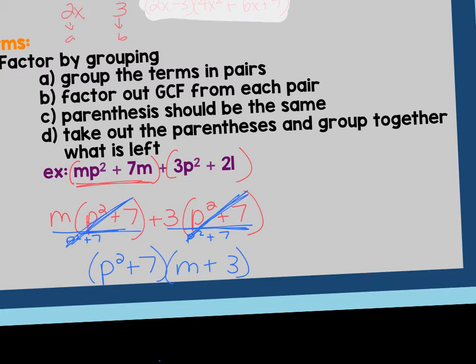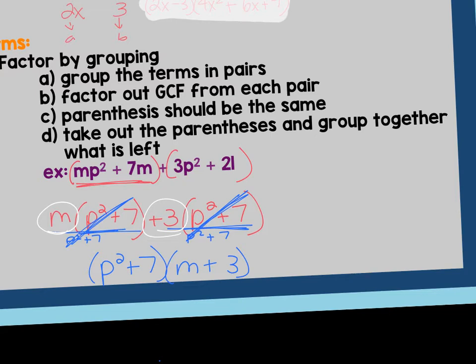So once you identify that the parentheses are the same, you're taking them out. By taking them out, I put that on the front, just like we did with the greatest common factor. I took that greatest common factor, put it on the front, and once I've divided both those terms by it, which will cancel out, whatever's left over, whatever term was attached to it, is going to get grouped together in the second set of parentheses.